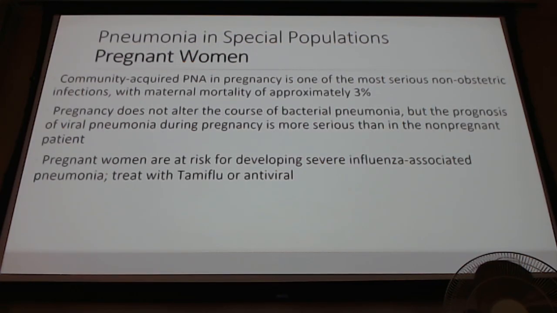All right, pregnant women. Pneumonia is one of the most serious non-obstetric infections. So maternal mortality is 3%, which is pretty high. Everything we do in medicine, you always see percentages. If we're using criteria to rule out things, we like to have them under 1% for everything we do. So this is a little bit elevated, so it is something we need to consider.